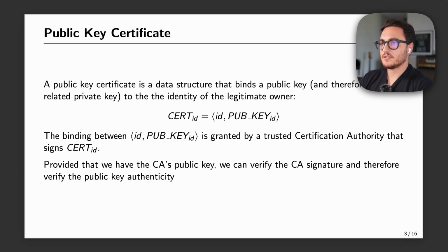And on that HTTPS stream, there's a certificate that certifies the fact that the host that you are reaching has had its identity verified by a certification authority that issued that certificate. And so the binding between the identity and the public key is granted by a trusted certification authority. And provided that we have the certificate authority public key, which is, again, public, we can verify that the certificate is valid. So the binding between a public key and an identity is valid.